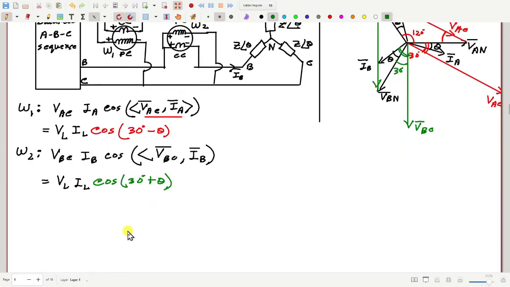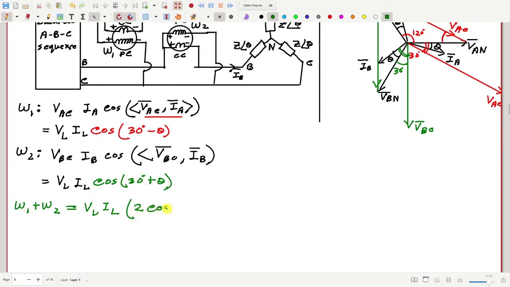Okay? Now let us just check how much is W1 plus W2. So that will be VL IL common. And now let's expand these cosines. Okay, so cos A minus B and cos A plus B is how much?